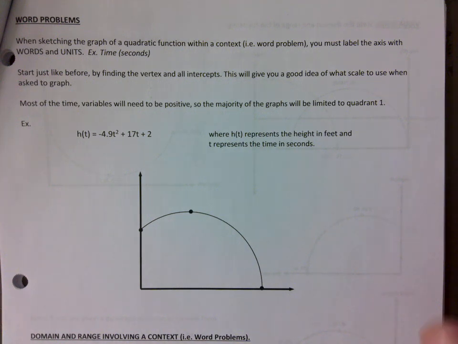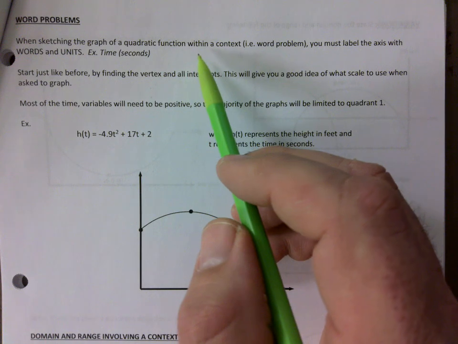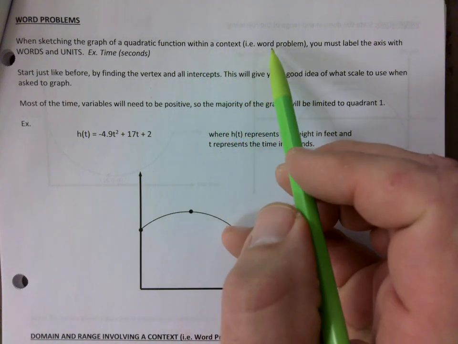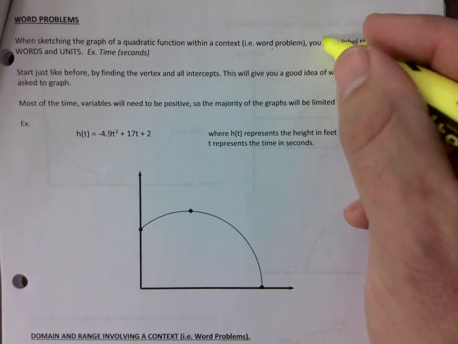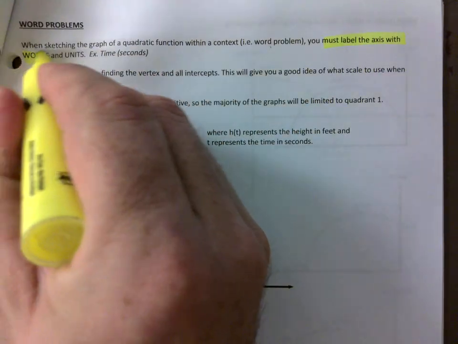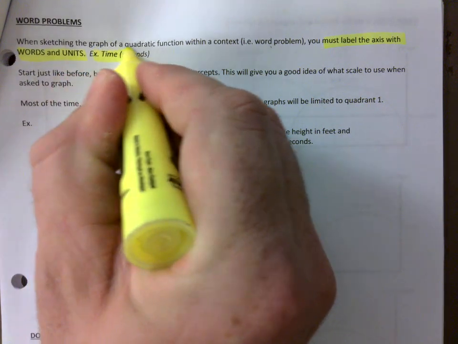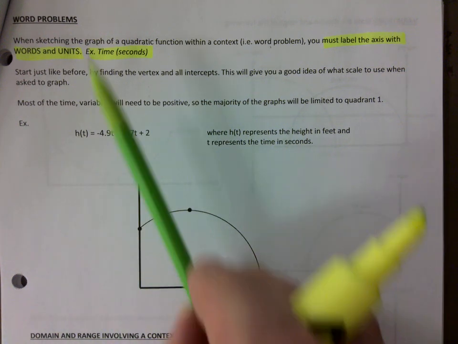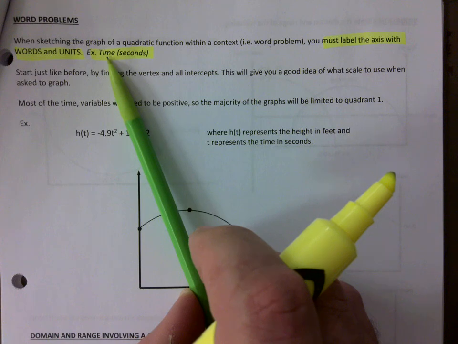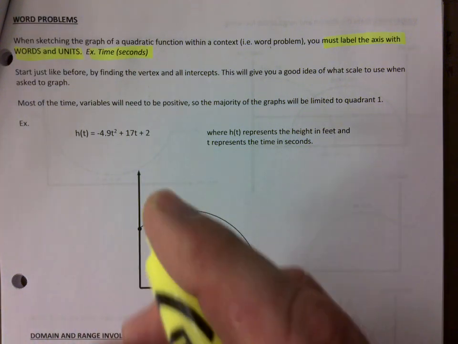So here we are, quadratic word problems, okay? When sketching the graph of a quadratic within a context, within a word problem, you must label the axes, okay? Must label the axes with words and units. So, example, you can't just put time down, you have to put down time. Is it in minutes, seconds, hours, days? What is it? Okay? So units have to accompany your label if you want full marks.